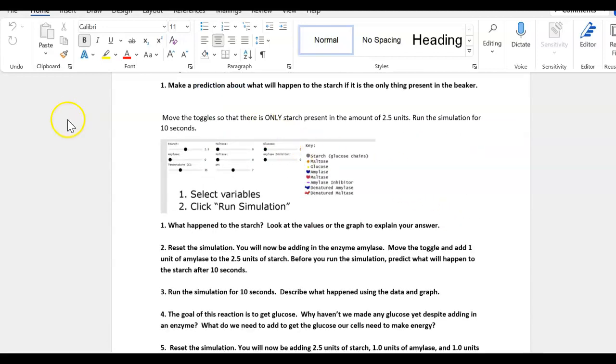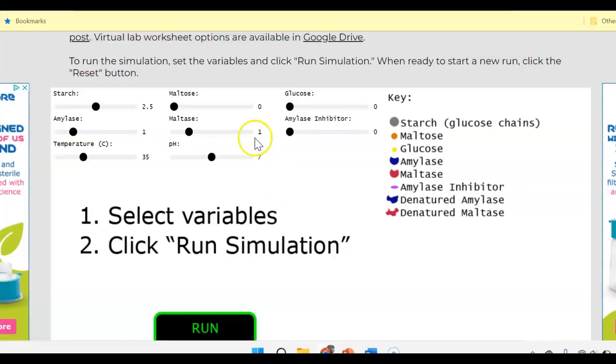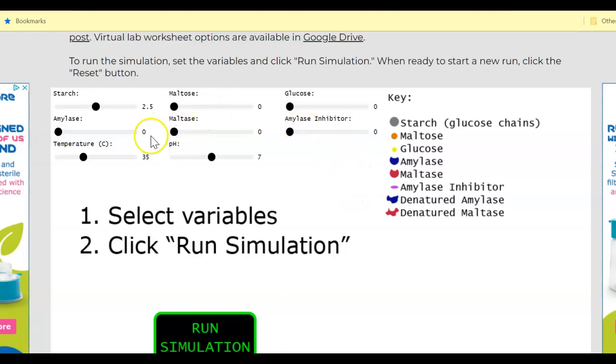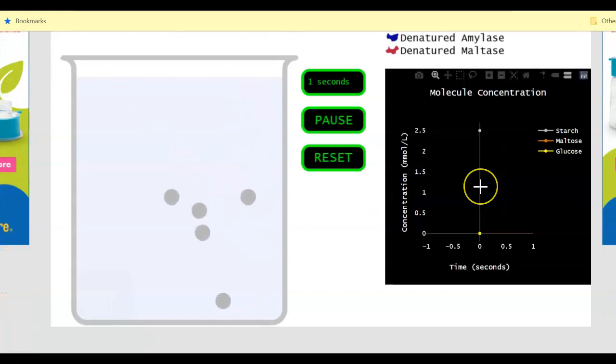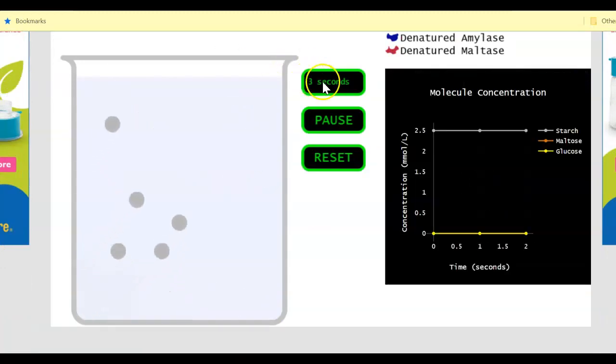What you're going to do is move the toggle so that there is only starch present, in the amount of 2.5 units. Then you're going to run the simulation for 10 seconds. If I pull up the simulation here, we're going to have 2.5 units of starch and nothing else, so no maltose or maltase. Only starch. Then you run the simulation for 10 seconds, and at 10 seconds, you can pause it.